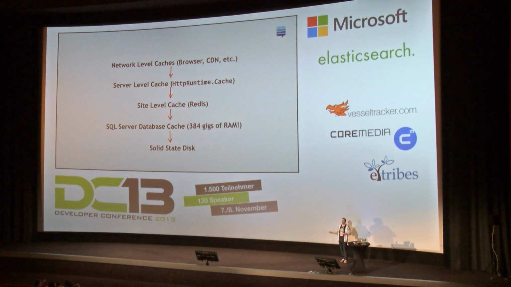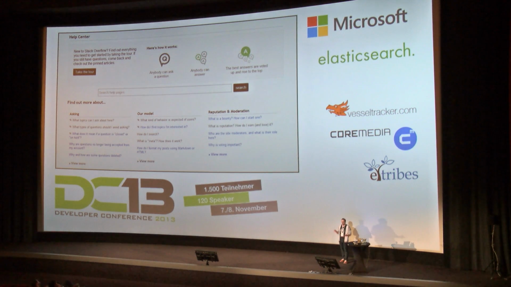So how does this work? So how do we, each level of caching you put in, it's more work, right? It's more complexity, it's more levels, it's more indirection, it's more classes, right? So not really. So this is the help center.